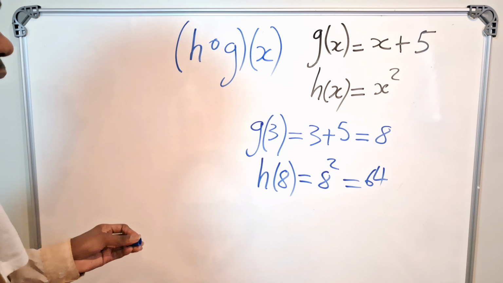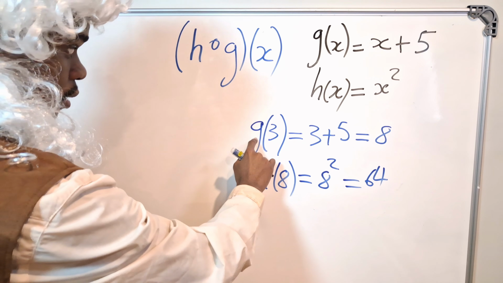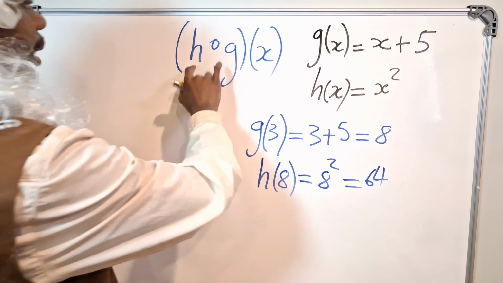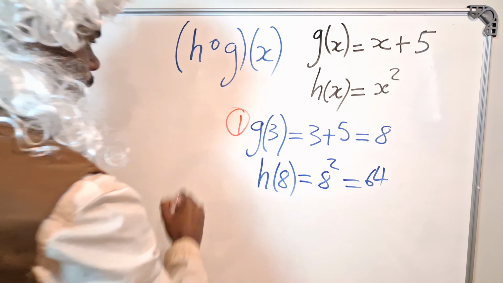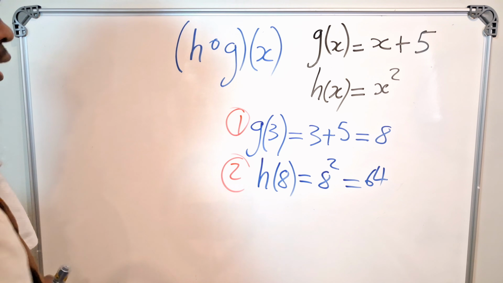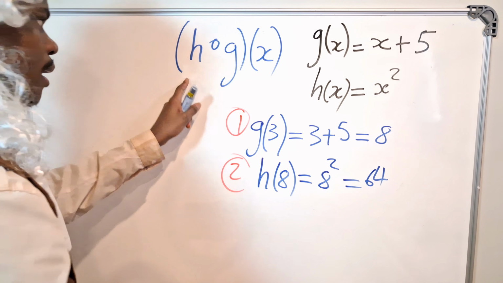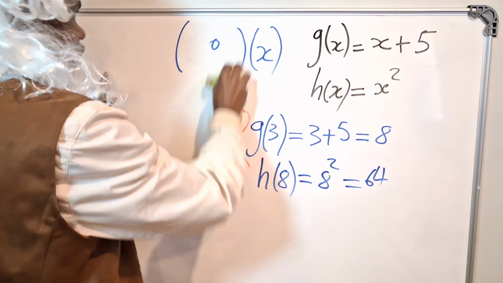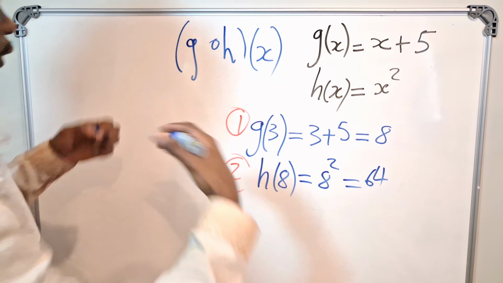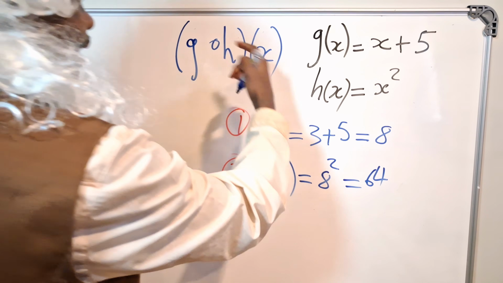Basically, what this is saying is that first apply g to x, like we did, and then apply h to that. So this one was first, and then this one is second. Does the order matter? Yes, the order matters. If g was here and h was there, it would mean a different thing. I'll show you. So if it was like this, it would first mean apply h and then apply g.